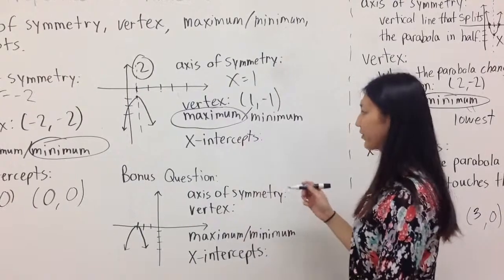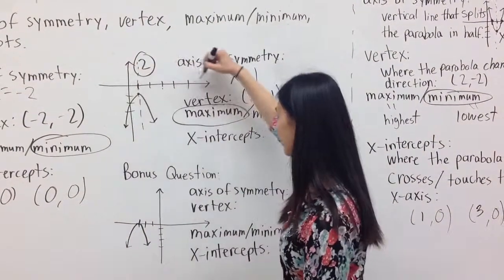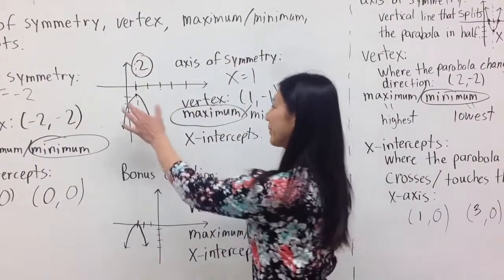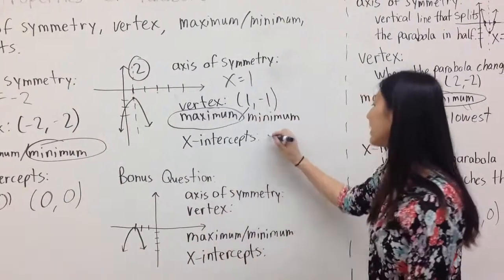Okay, the vertex is a maximum because it is the highest point on your graph. And let's look at those x-intercepts. The x-intercepts are where it crosses the x-axis. So this is my x-axis. It actually never crosses, right? I don't see my graph ever going up to cross. So in this case, this is going to be none.